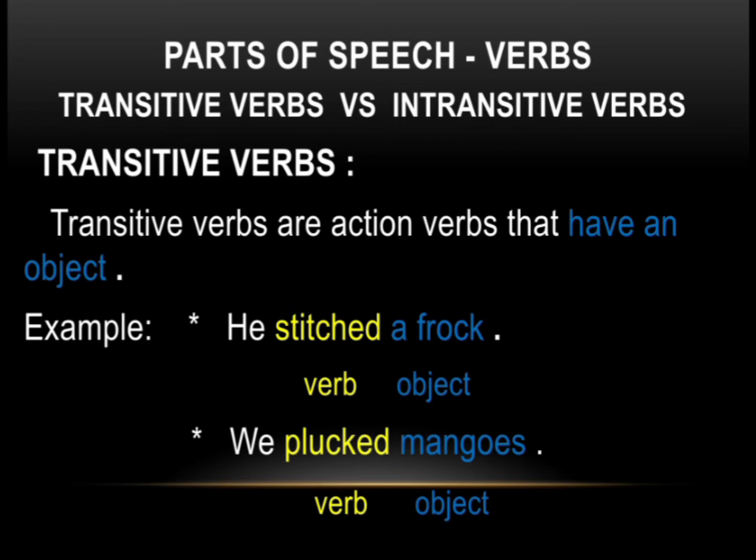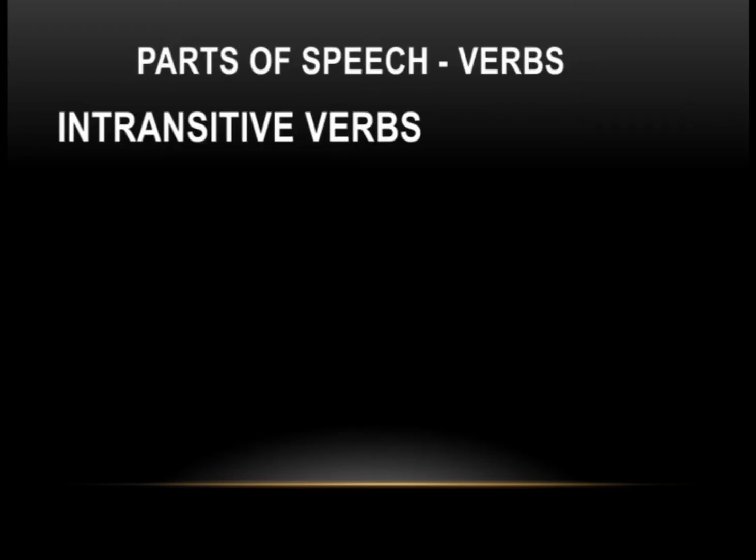The next example, we plucked mangoes. Here, plucked is the verb and mangoes is the object. Here also we have an object and so this verb is a transitive verb. The next one is the intransitive verbs.